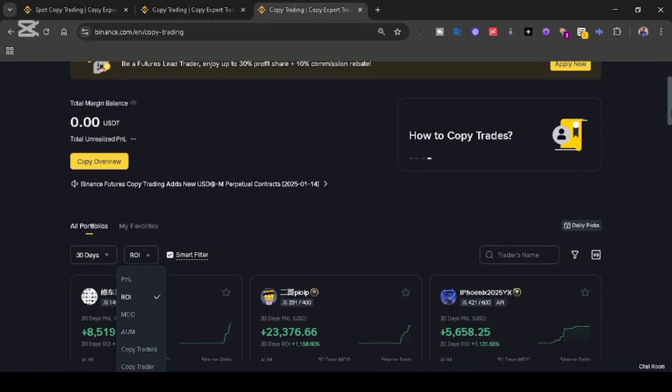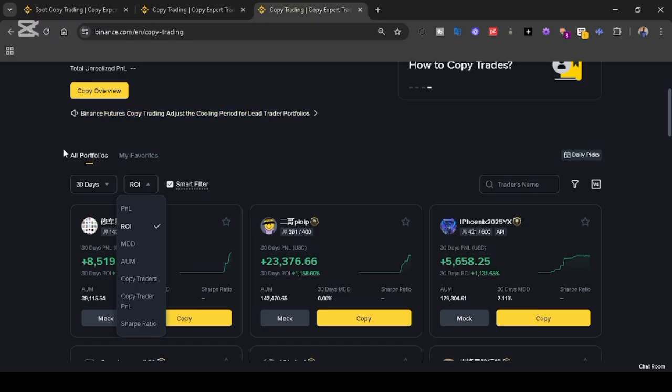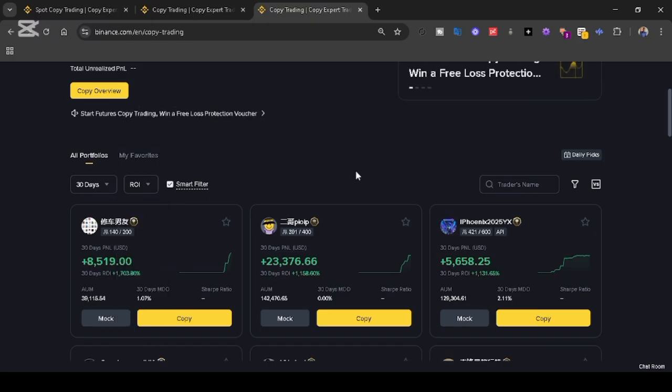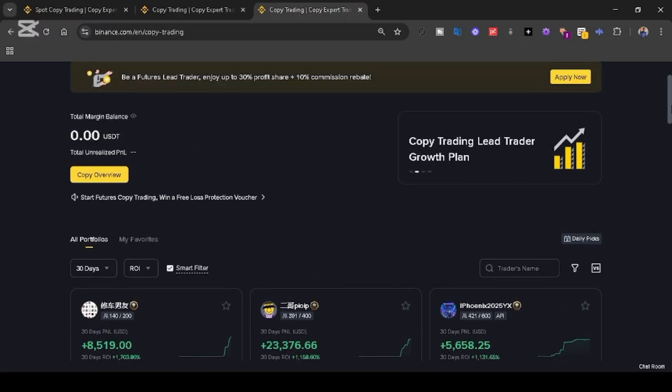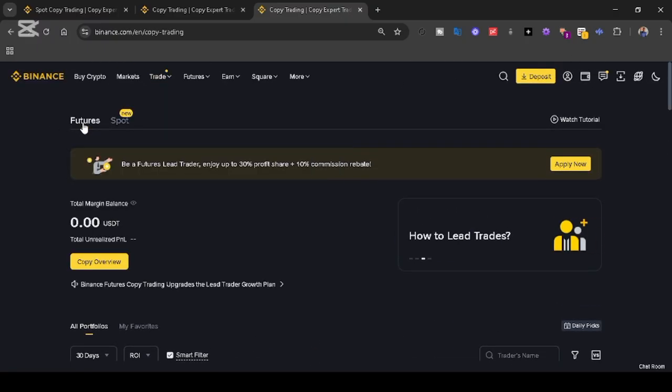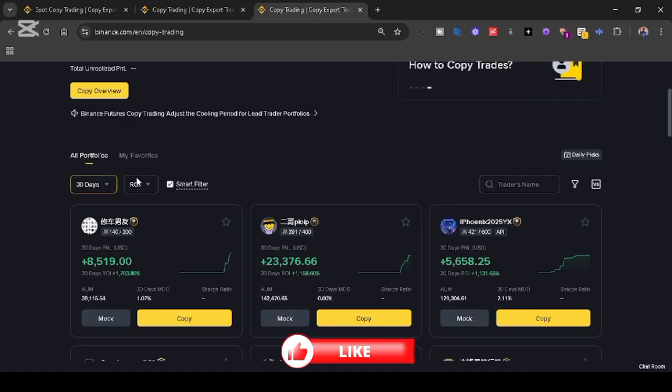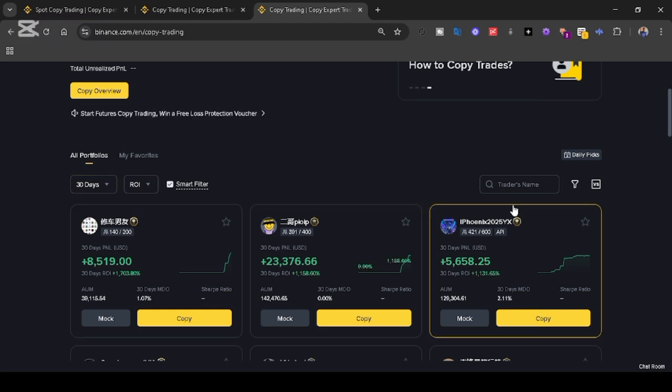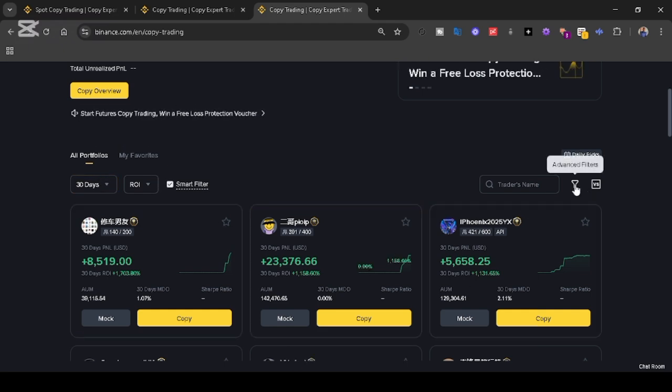When you scroll down, you will see different portfolios. These portfolios are the people that initiate the trades that you could probably copy. The first thing you're going to see here is that you can either copy a futures trade or a spot trade, but we'll be focusing on futures trade. What we're going to be doing right now is filtering all these traders to see the best profitable traders and then follow their leads.